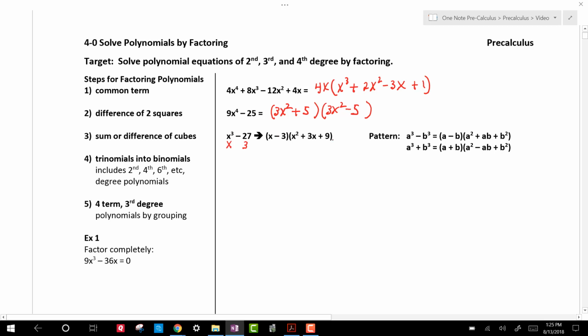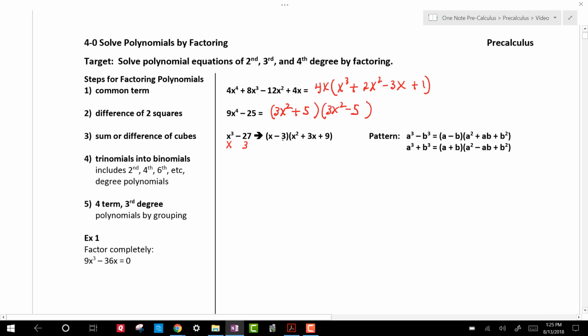And then my second factor is the first term squared, so x times x gives me x squared. Notice my second term, x times 3 gives me 3x. So the first part of this times the second part gives me this. Now notice the sign though did change from negative to positive. It's always going to be like that. And then my last term is just 3 times 3.